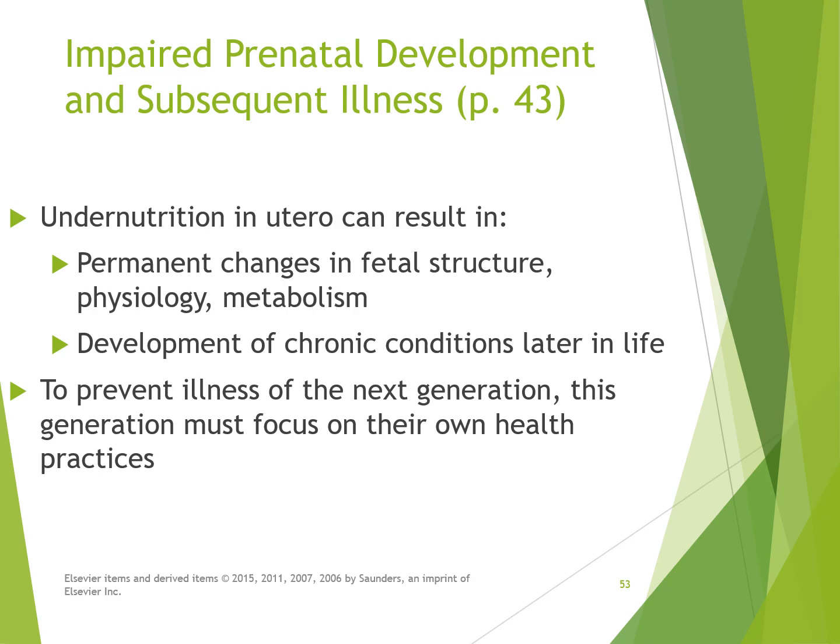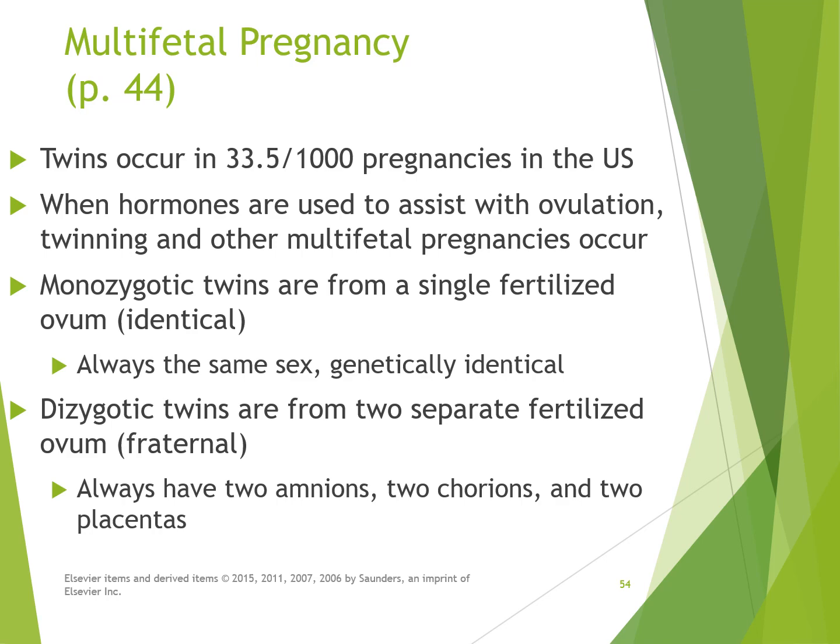Okay, so now we're on to page 43. Undernutrition, again, in utero can cause permanent changes in fetal structure, physiology, metabolism, and development of chronic conditions later in life. And of course, to prevent this in our next generation, let's get healthy in this generation. Let's give our kids a good start. Multifetal pregnancy, super interesting.